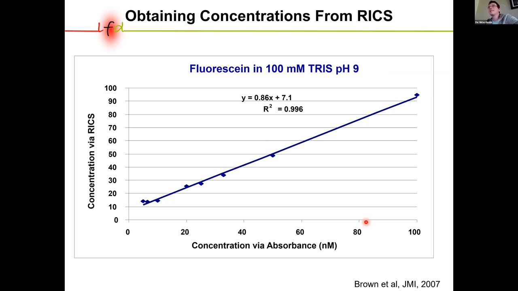concentration measurement via RICS. So this was a solution of fluorescein in a buffer. And as a reference, an absorption measurement was taken to calculate the concentration of the solution, and then RICS measurements were taken of the same dilutions. And as you can see, you get a nice correspondence, a nice linear scaling as you would expect. So you can also quantify concentrations using the RICS method.